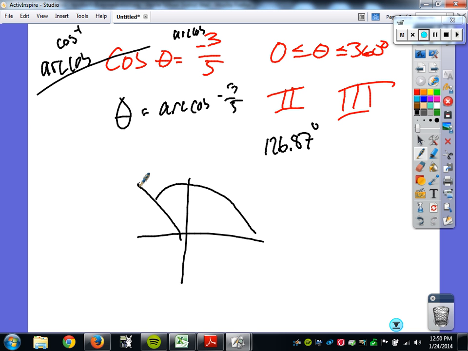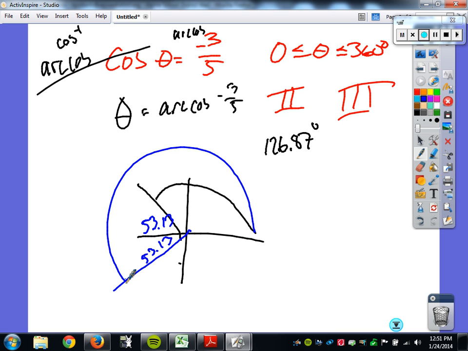So that's 126.87 from here. So what's our reference angle? 53.13. Does everybody see that? 53.13. So I'm going to use that reference angle and go down into quadrant 3 now. And say this guy is 53.13. So what is it from here to here? 213.13, right? Does everybody see that?